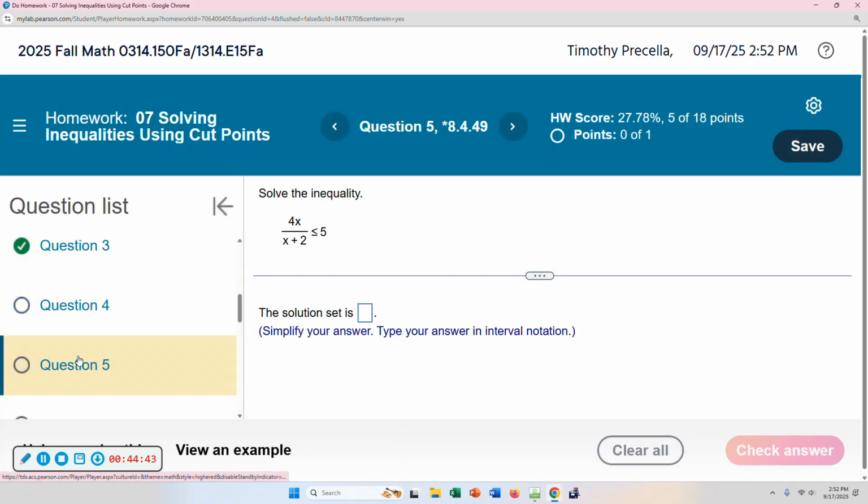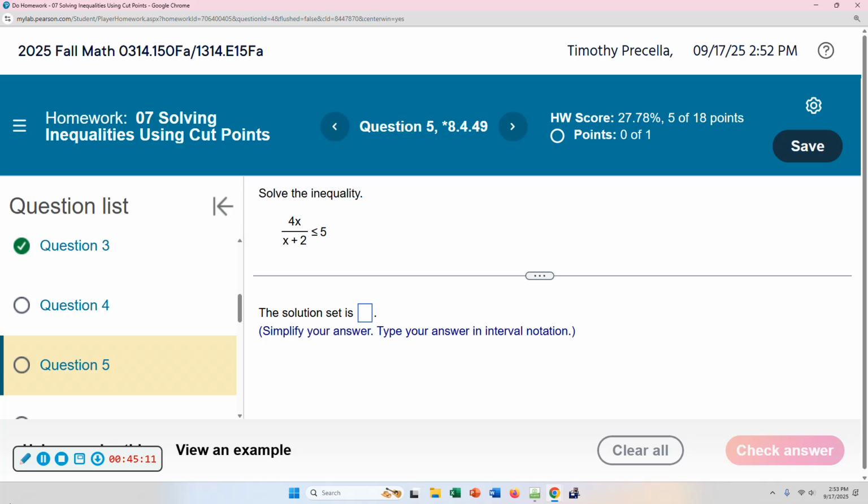We'll go back to number 4 in a moment, but I want to do number 5 next. Number 5 is really good. 4x over x plus 2 is less than or equal to 5. How does this one differ from the others?